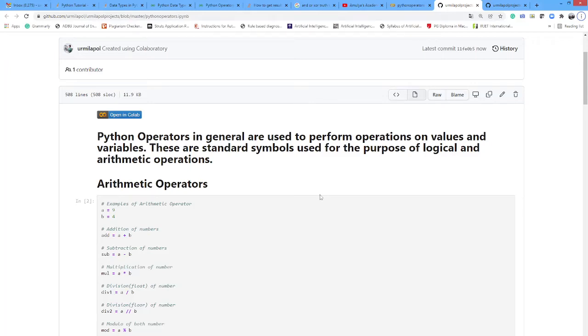Hello, good morning. Today I would like to discuss Python operators. Python operators in general are used to perform operations on values and variables. These are standard symbols used for the purpose of logical and arithmetic operations.